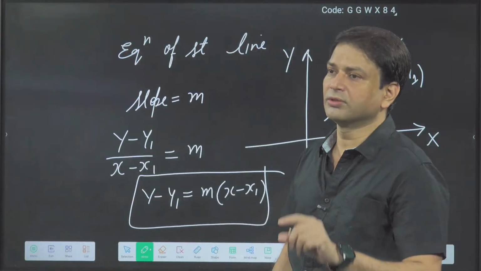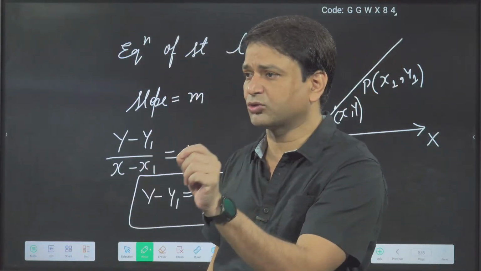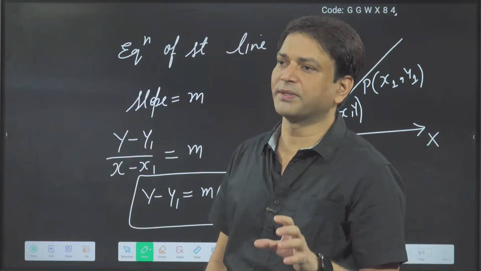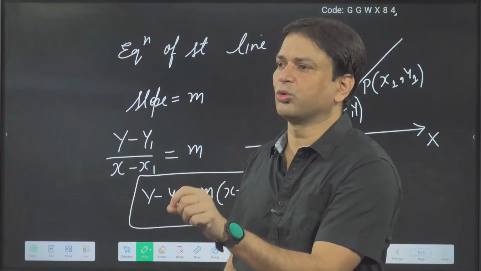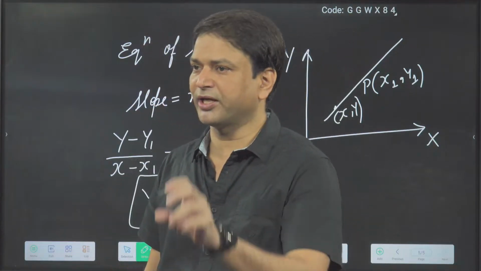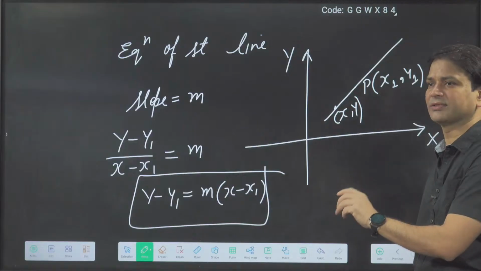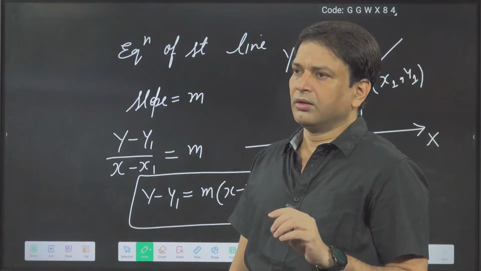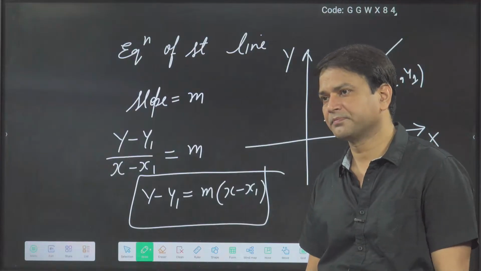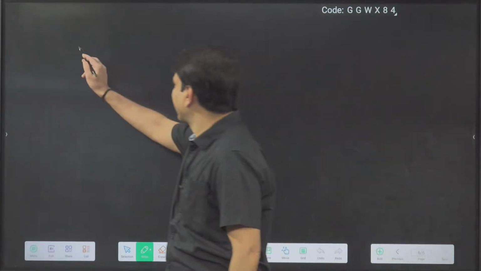Everybody got it or not? So again I am repeating, what is the equation of a straight line passing through the point x1 comma y1, with slope m? y minus y1 is equal to m into x minus x1. Again I am repeating, y minus y1 is equal to m into x minus x1. Okay, everybody got this? So with one small example, you will write the equation.